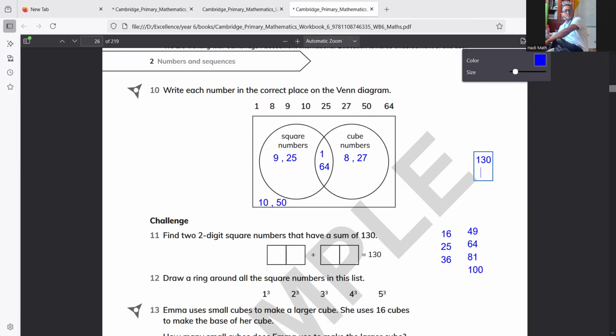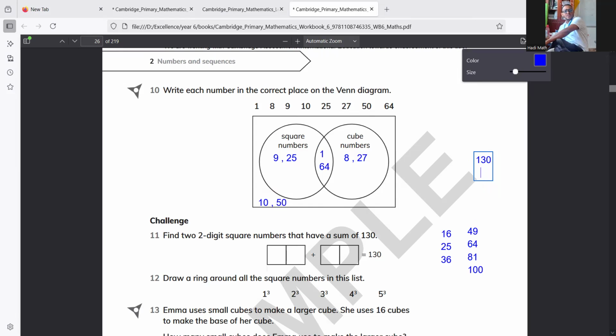Then you go on to 36. You subtract 36. So 130 minus 36: 10 minus 6 is equal to 4. Then it's going to be 12, and 12 minus 3 is equal to 9. You get 94. You don't have 94, so no, 36 doesn't work.